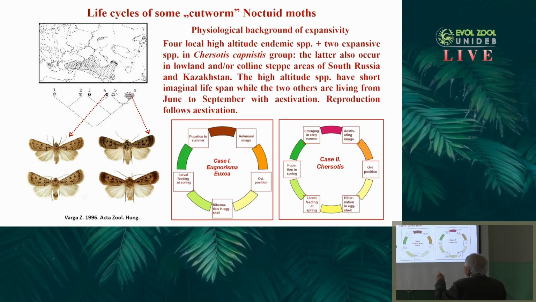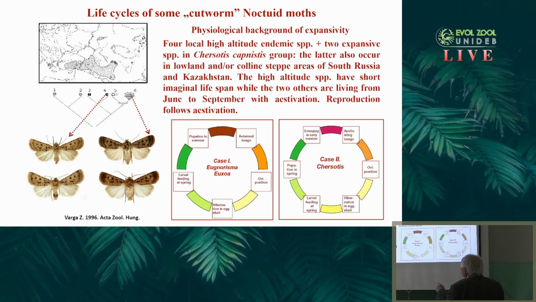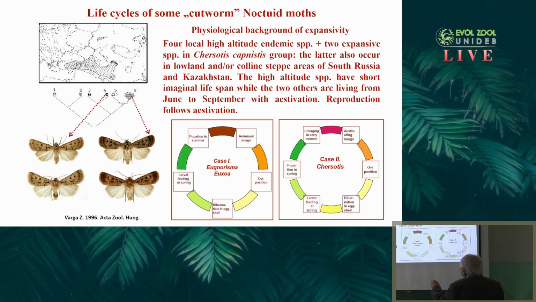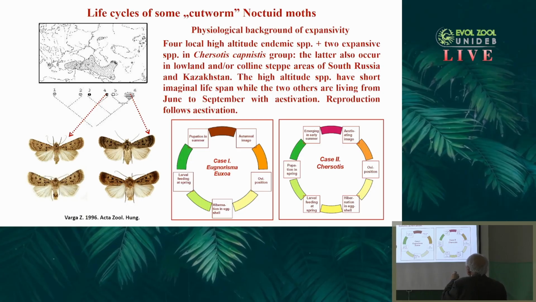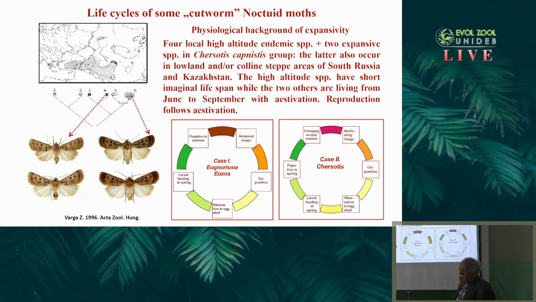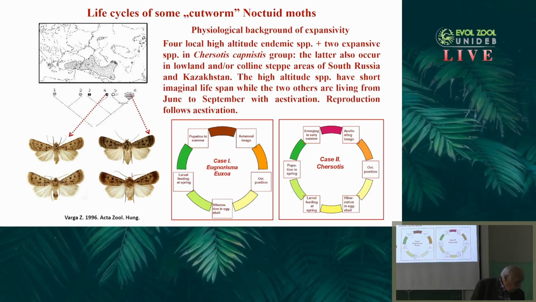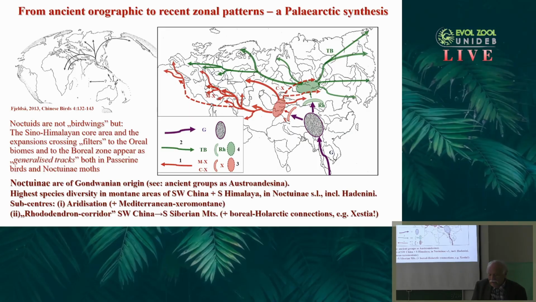The survival in the critical period of summer aridity. Solution, pupa, solution estivating imago. And this is the solution in two independent phylogenetic groups. And now, a preliminary generalization.